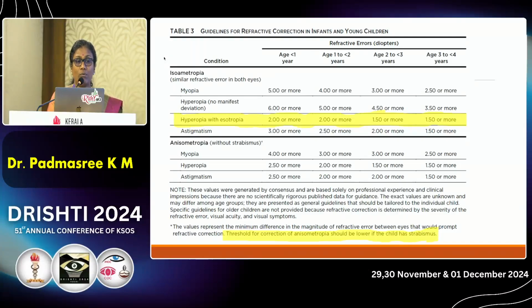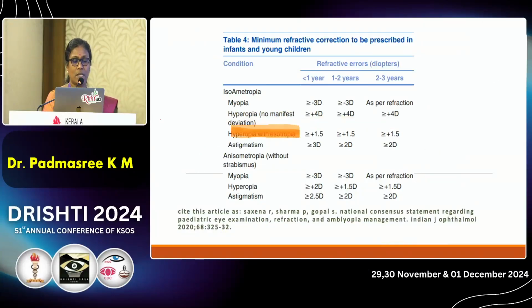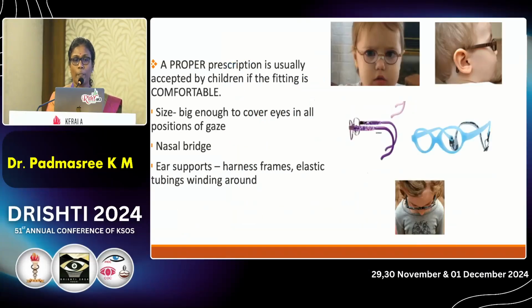Ophthalmology. I would like to highlight hyperopia with esotropia. The correction threshold is as low as even 1 diopter of refractive error. And one more thing that I would highlight is that the threshold for correction in anisometropias should be much lower if the child has strabismus. This national consensus statement for our population also confirms the same.